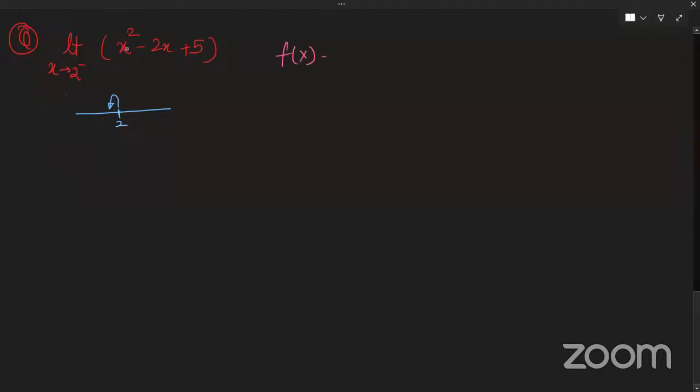Again, f of x is x square minus 2x plus 5. Since this is a polynomial function, it has got nothing to do. So it will definitely remain the same. So my answer will be f of 2 only.